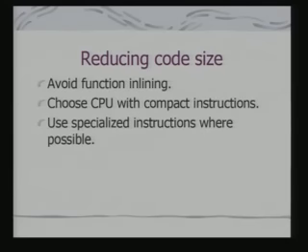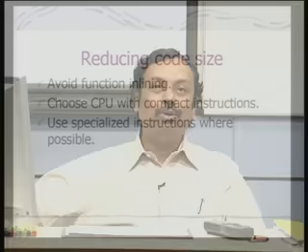So, for reducing code size, the basic strategy here is to avoid function inlining, choose a CPU with compact instructions, and use specialized instructions wherever possible. In fact, ARM shows an example. Okay. You know that from the ARM example, we can do a judicious mix of Thumb as well as ARM instructions to reduce the memory required for the code.